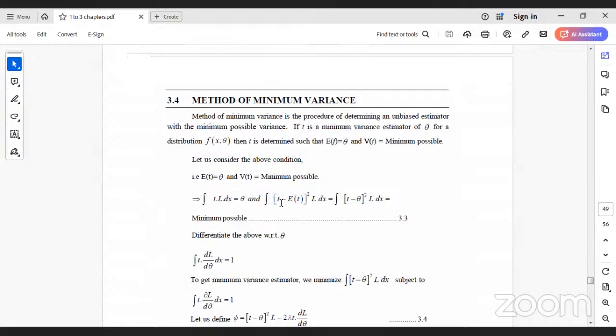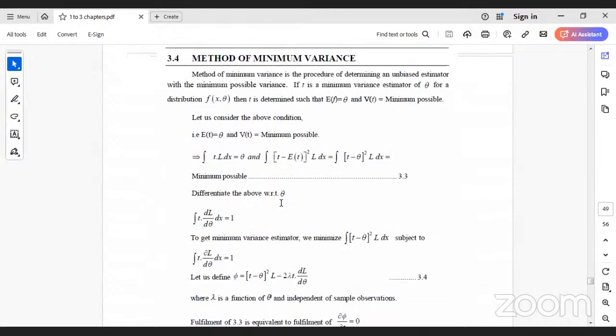Let us consider the condition that E(T) equals theta and V(T) is minimum possible. Integration of T L dx is equal to theta. Variance is integration of (T minus E(T)) whole square L dx, which is integration of (T minus theta) whole square L dx. To obtain the minimum, differentiate the above with respect to theta: integration of T dL by d theta dx is equal to 1.